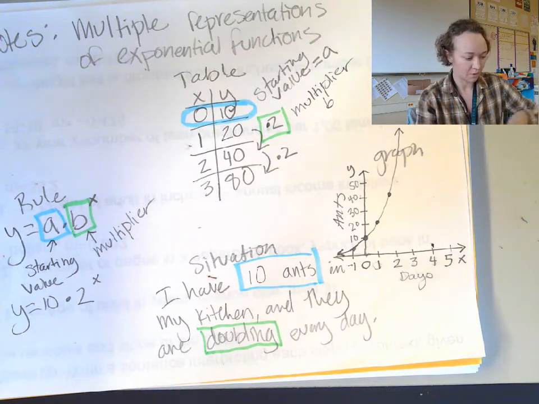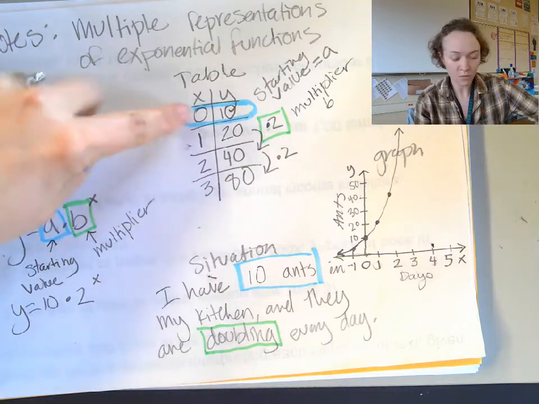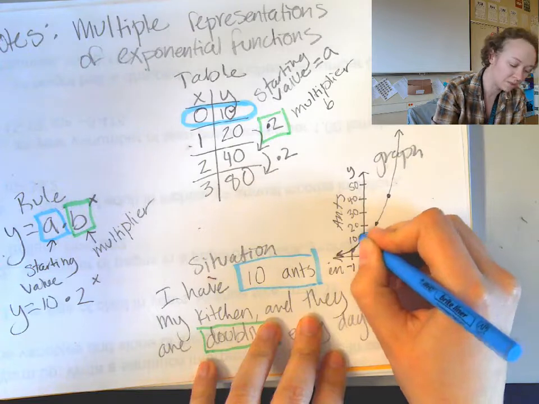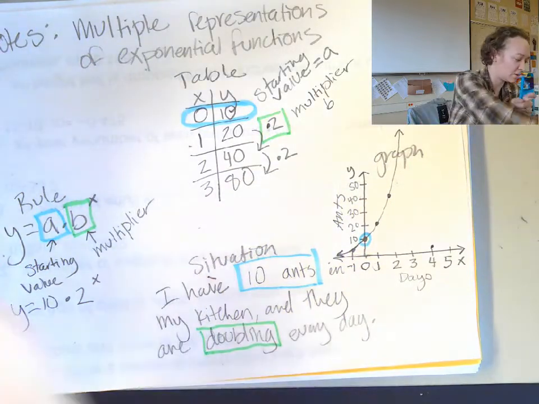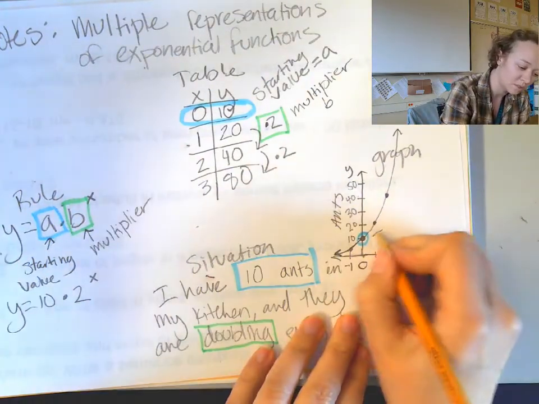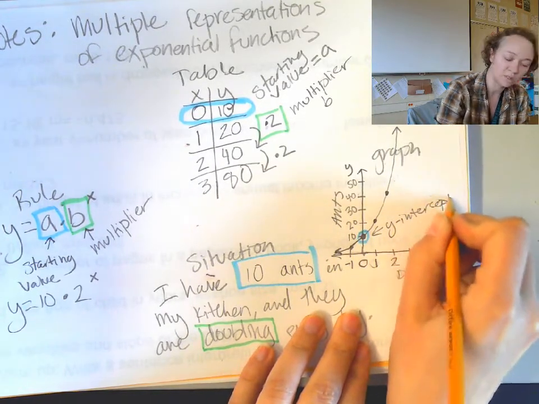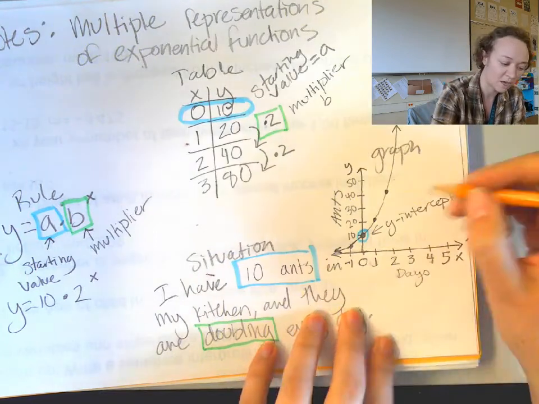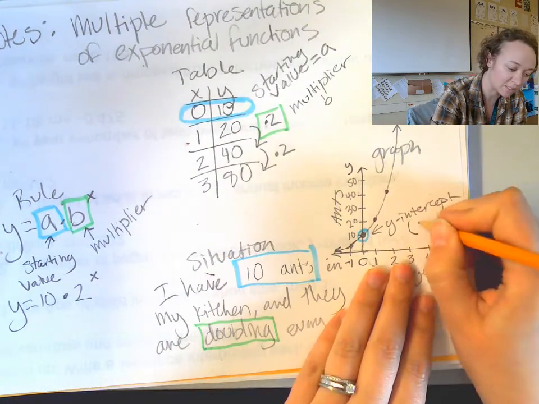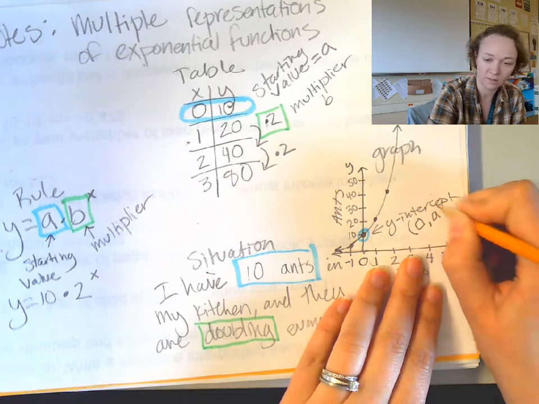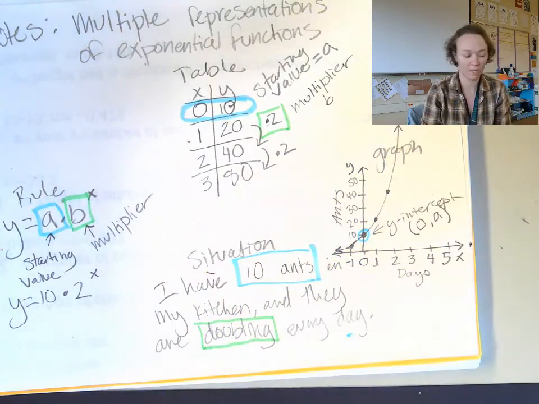All right, so we've got our starting value. That is right here. That is our y-intercept. So our y-intercept is when x is 0 and y is a. That is always going to be true.